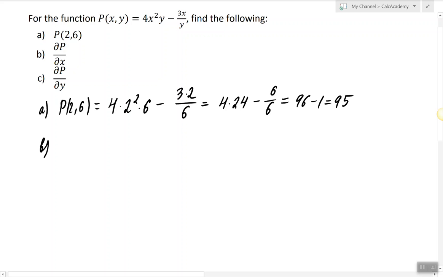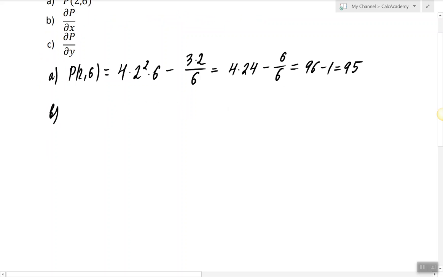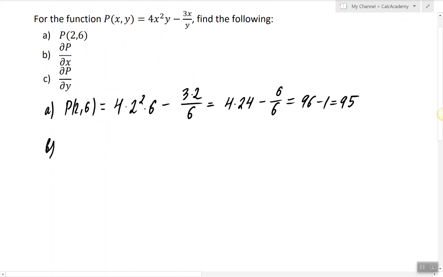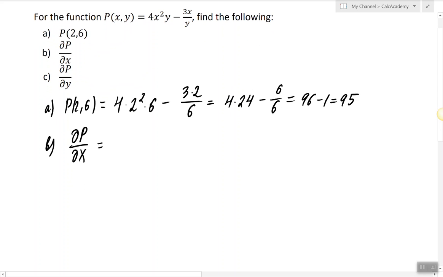Now, how do we find the partial derivatives of a function with respect to a variable? If I want to find the derivative of this function with respect to x, a partial derivative with respect to x, it means I have to treat the other variable as a constant. So for example here, if I'm differentiating this with respect to x, y is now treated just like you would treat a number.